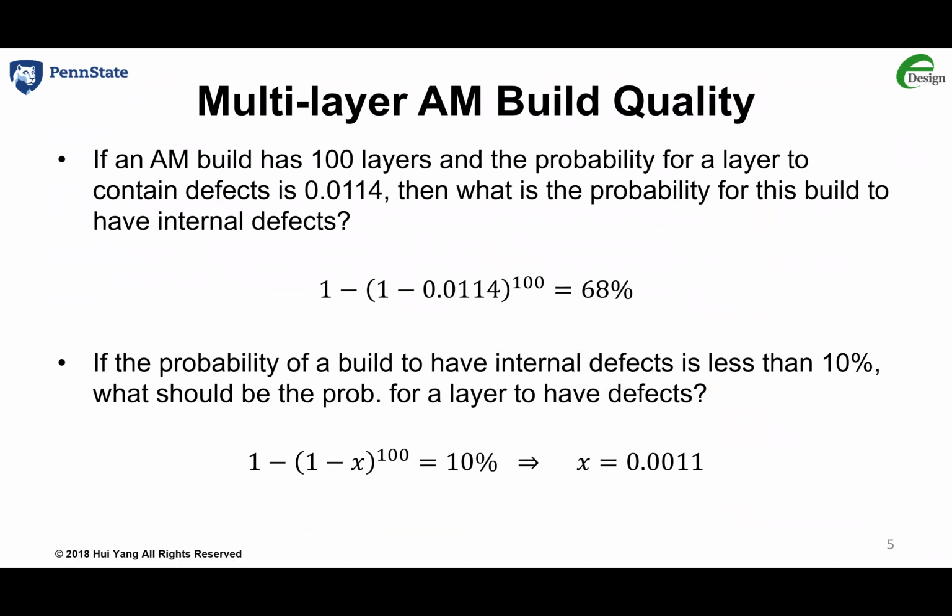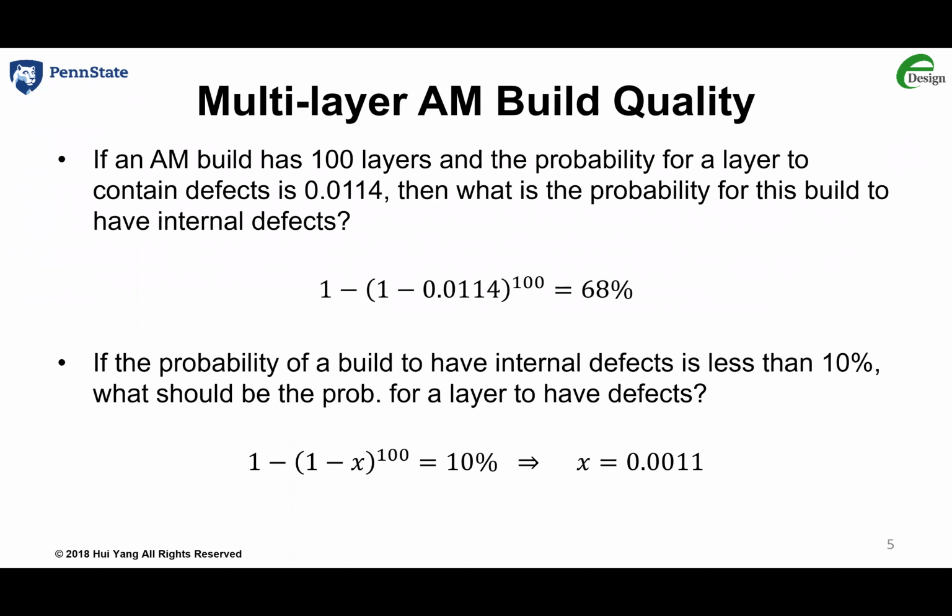Now let's have a look at a simple multi-layer AM build quality control challenge. If an AM build has 100 layers and the probability for a layer to contain defects is only 1.14%, then what is the probability for this build to have internal defects? Even a single layer is about 98.86% good. That's pretty good, but because we have 100 layers, the probability for this build to have internal defects is about 68%.